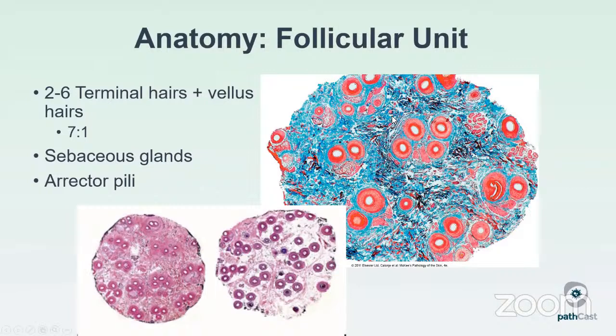You can use a trichrome stain to really highlight those follicular units. You can see how the collagen is just kind of different as it collects around each individual follicular unit. So little groupings of follicles and their associated structures.